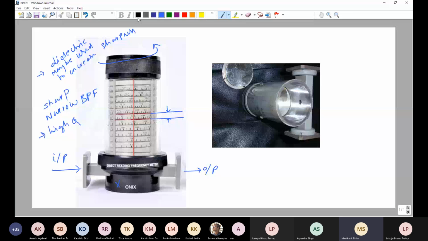How will you read this frequency meter? You see there are two horizontal red lines, and in between these two horizontal red lines you see the markings. The marking which lies between these two horizontal lines and is intersected by this vertical line, that is the reading of this frequency meter, in gigahertz. The unit will be gigahertz, right? Have you understood how the frequency is read using the frequency meter?